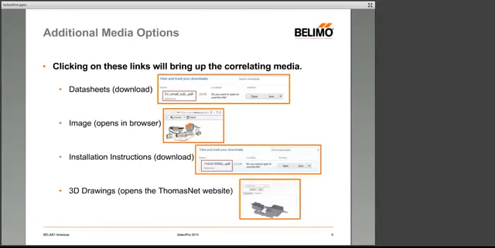And our 3D drawings are hosted through our vendor ThomasNet. So it'll open the ThomasNet website, and you'll be able to then access the 3D or CAD drawings, Revit files within that website, and then choose what you'd like to do with them.